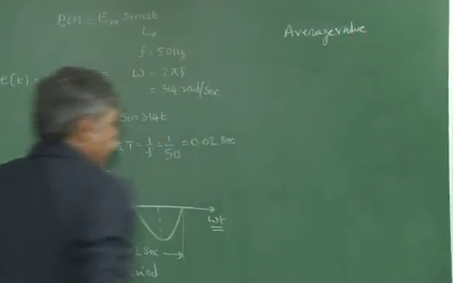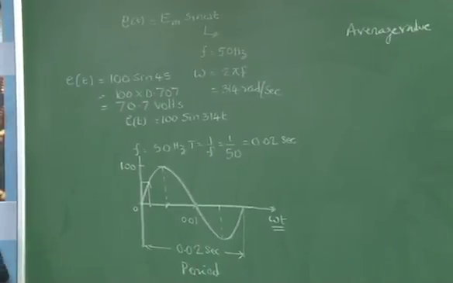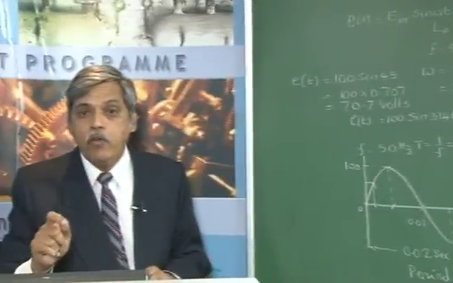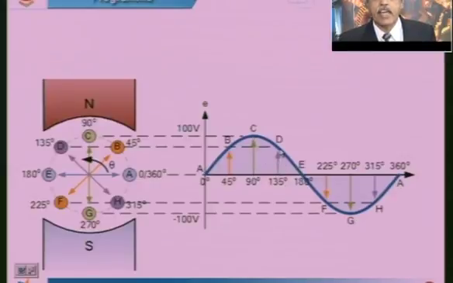average value of a sinusoidal quantity I want to define. This average value is defined as the average of all the values of the voltage or the current over a period. Now, if I see the waveform, at omega t equal to 0, I have 0 voltage, at 45 degrees I have a voltage of 70.7, at 90 degrees I have a voltage of 100, at 135 degrees again I have a voltage of 70.7, and at 180 I have a value of 0 voltage.